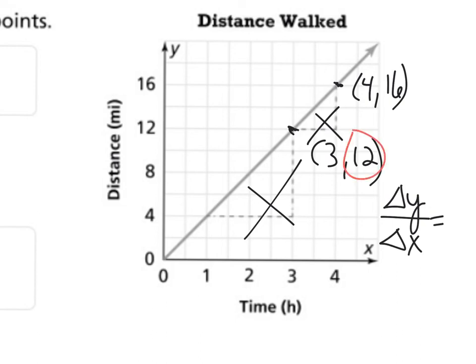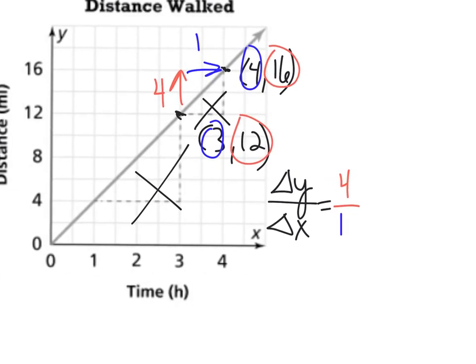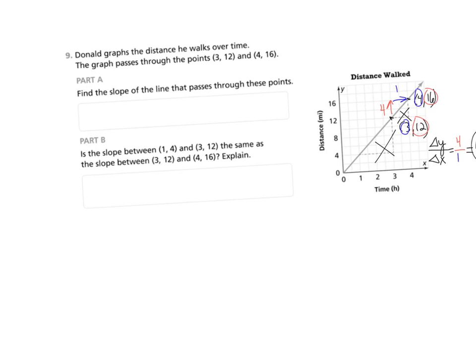So change in y, our y values, we went from 12 to 16, so change in y is 4. I know it looks like 2, but that's because they're going by 2's. And change in x, going from 3 to 4, is a difference of 1. Again, it looks like 2, but they're going by halves, so that's why it's different. So watch what your numbers are, not your blocks always, when you do these. So that's 4 over 1, which is the same as 4. And that technically means 4 miles per hour. So part A, slope would be 4.